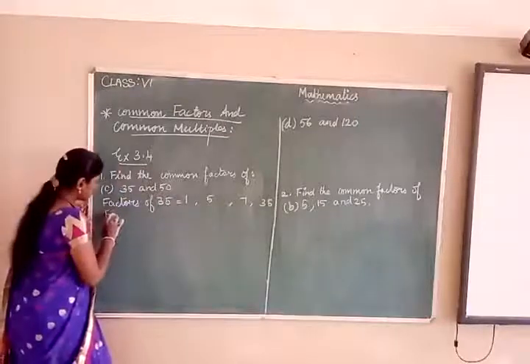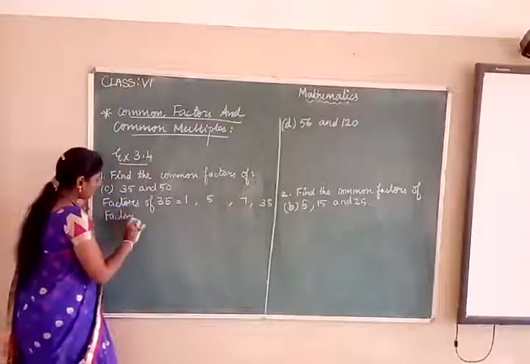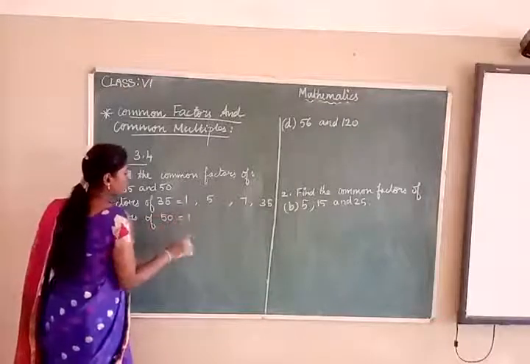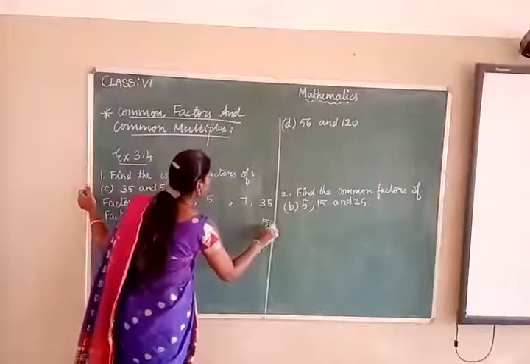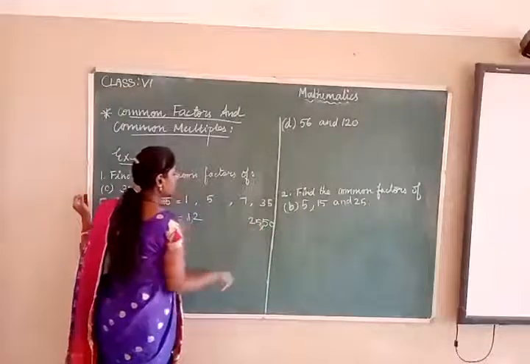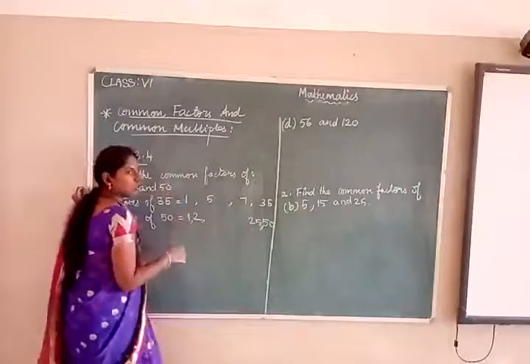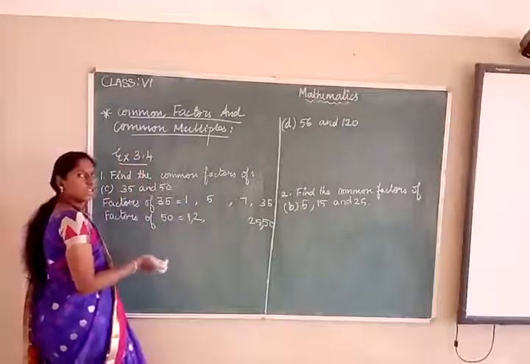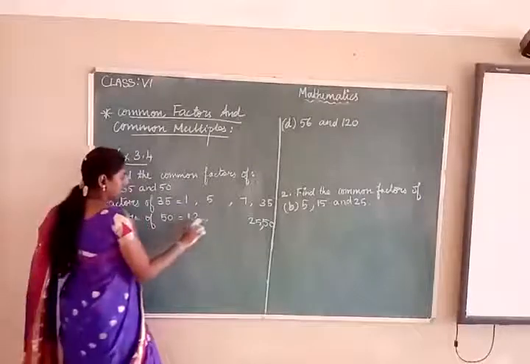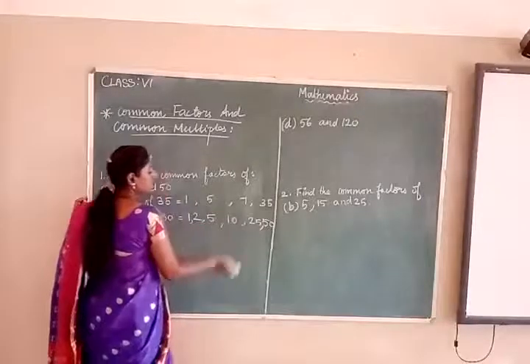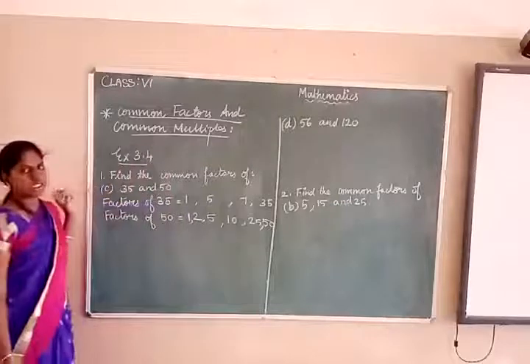Next, factors of 50: 1, 50, 2, 25. Will it come in 3 table? No. Will it come in 4 table? No. Will it come in 5 table? Yes, 5 10s are 50. So that's all. After that it won't come in any table.